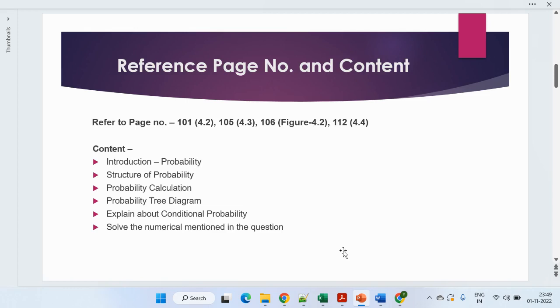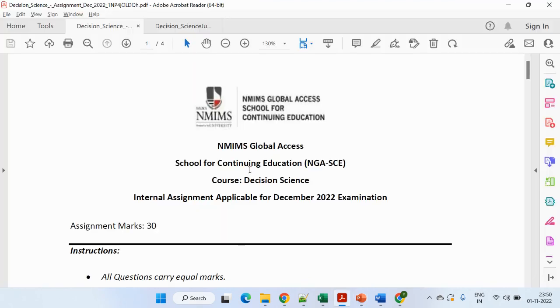So firstly, what page numbers to refer to and what needs to be written. You need to refer to page numbers 101, 105, 106, 112. An introduction about probability, since it's all about probability. What's the structure of probability? What's the probability calculation? What's the probability tree diagram? Explain conditional probability and solve the numerical mentioned in the question. So let's see one by one.